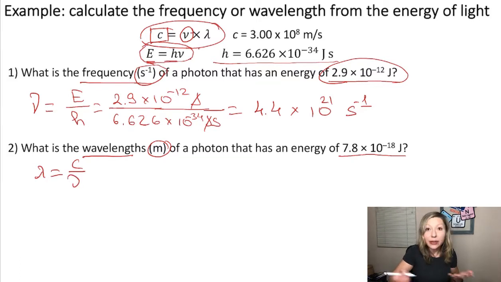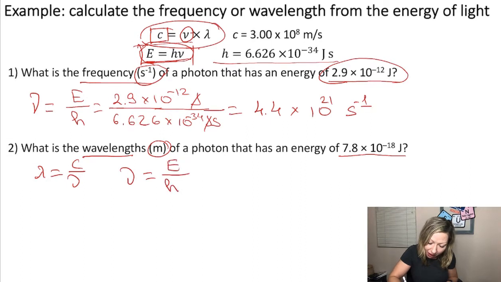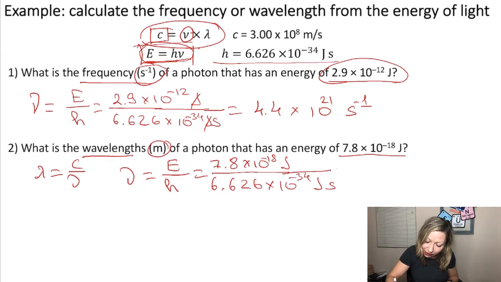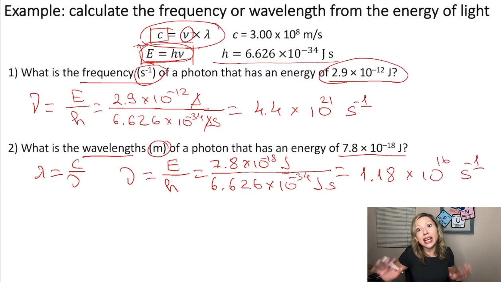And we can calculate the frequency from the formula that we used in our previous question. So from there, the frequency equals the energy over Planck's constant. So the energy in this case is 7.8 times 10 to the negative 18th joule. Planck's constant is again 6.626 times 10 to the negative 34th joules second. So if you do this calculation, you are going to get 1.18 times 10 to the 16th 1/second. Okay, now I have the frequency.